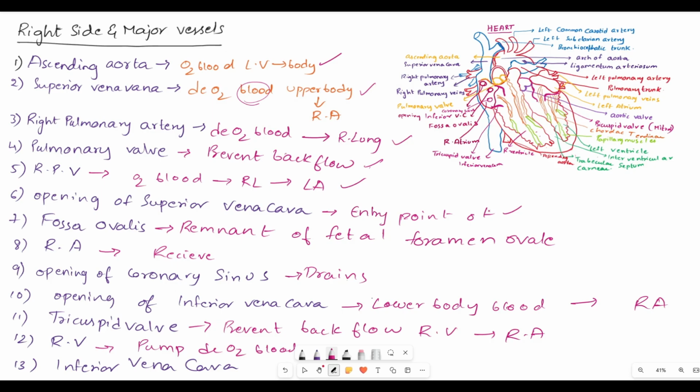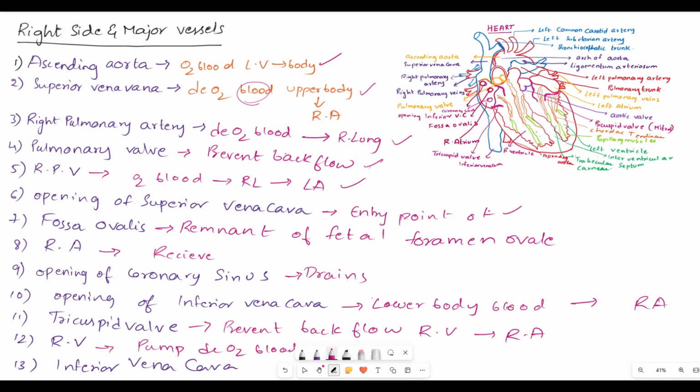And next one is right atrium, which will be receiving the deoxygenated blood from the body. Then next one is opening of the coronary sinus, which will be useful for draining out the venous blood from heart muscle into the right atrium.